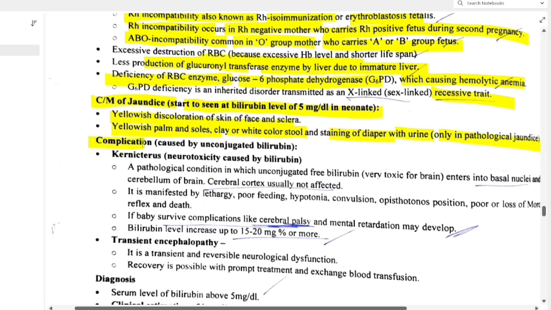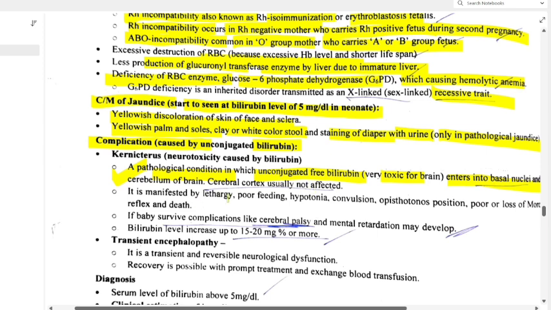Now comes to complications. What all are the complications? It is caused by unconjugated bilirubin, that is kernicterus. First, neurotoxicity caused by bilirubin. This is the pathological case: a pathological condition in which unconjugated free bilirubin, very toxic for the brain, enters the basal nuclei and cerebellum of the brain. The cerebral cortex is usually not affected.